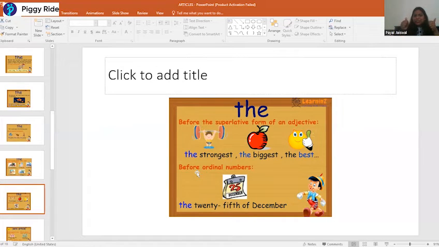Now, before the superlative form of an adjective, we also use the article "the", like the strongest, the biggest, and the best. So whenever you see superlative forms of adjectives, use the article, okay? And also before ordinal numbers, we use the article "the", like the 25th of December, the 1st of January. So whenever ordinal numbers are there, always utilize the article "the".